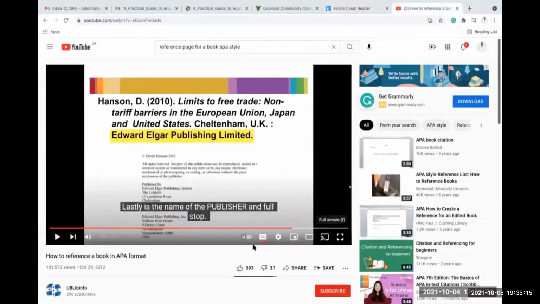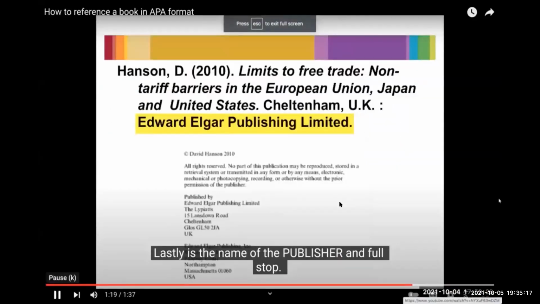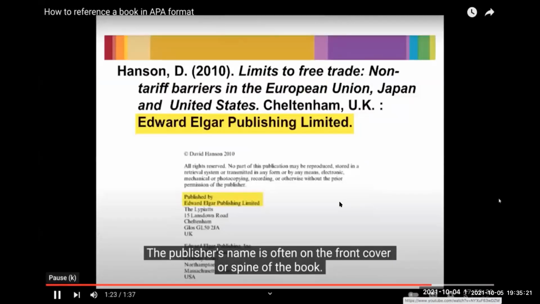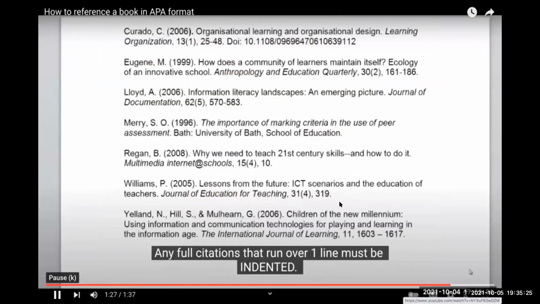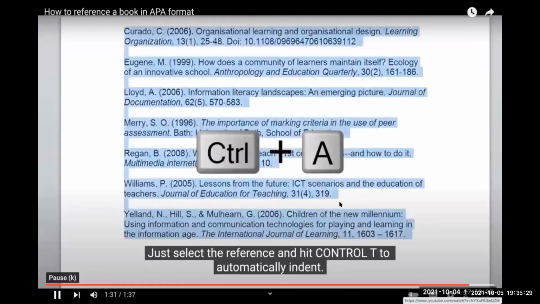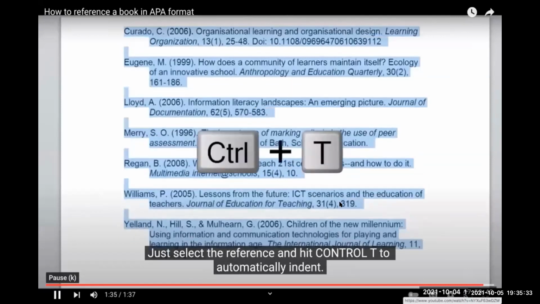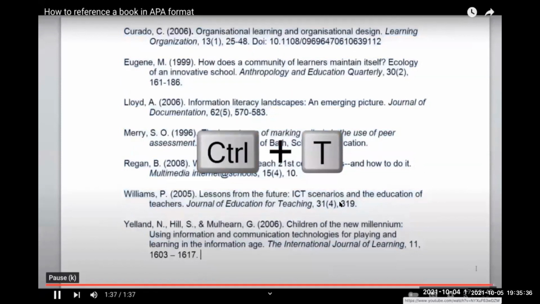Just remember that, guys. Is the name of the publisher and full stop. The publisher's name is often on the front cover or spine of the book. Any full citations that run over one line must be indented. Just select the reference and hit Ctrl-T to automatically indent.